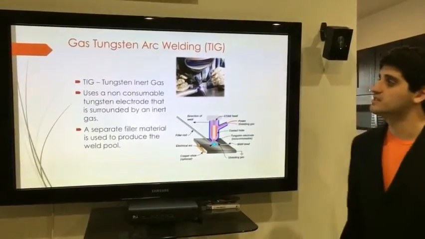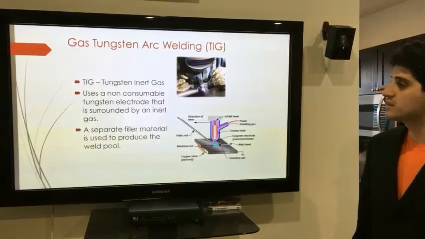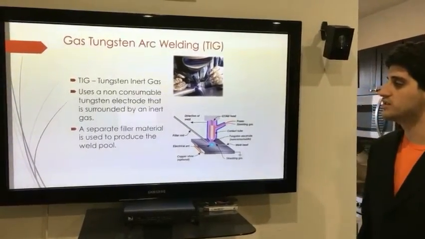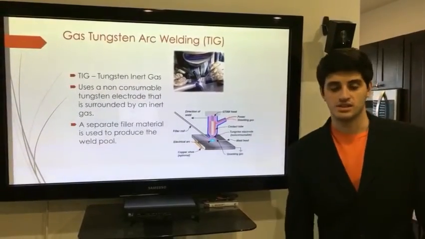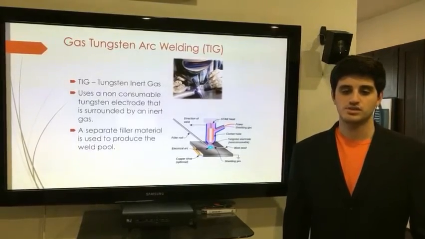Now we're going to talk about gas tungsten arc welding, also known as TIG, which means tungsten inert gas. It uses a non-consumable tungsten electrode that is surrounded by an inert gas. A separate filler material is also used to produce the weld pool.